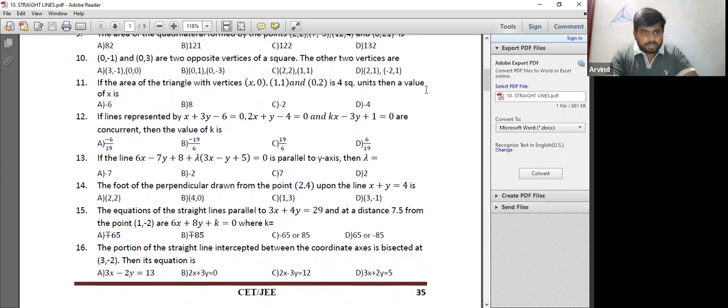Before getting to the 10th one, I'll tell you the 11th one. The area of the triangle is given, the area of the triangle is 4. You have to find the value of x. All these are 10th standard syllabus. Okay, you can solve it. Use the simple area of triangle formula. The area is given as 4, so substitute the x1, y1, x2, y2, x3, y3 values, and you will get the value of x. Okay.